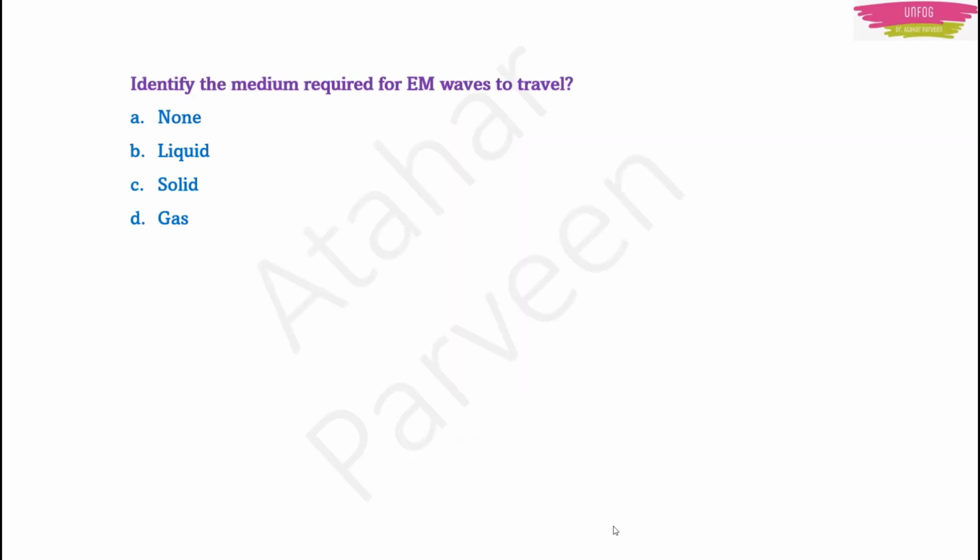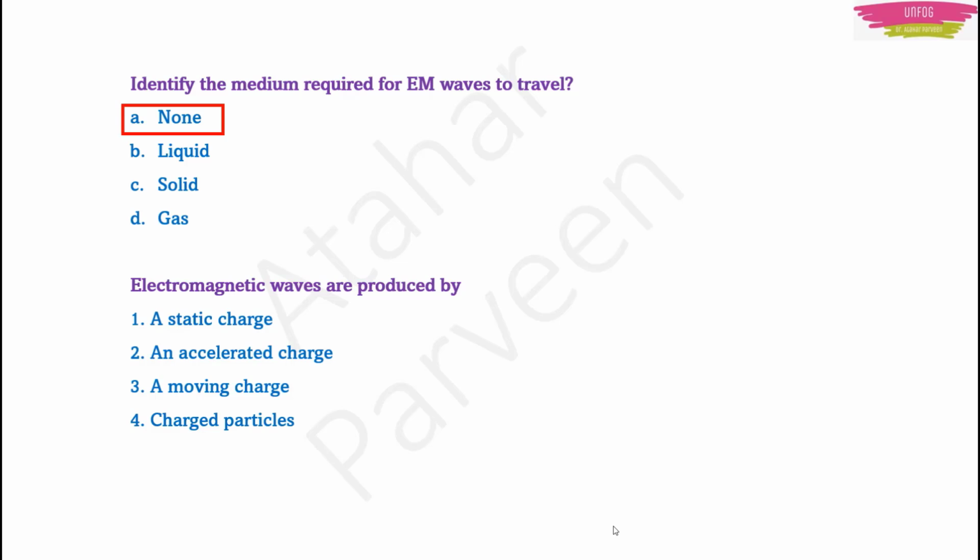Now let me talk about all the expected questions. I have gathered many expected questions, and believe me, any question will come from these questions only. The first question is, identify the medium required for electromagnetic waves to travel. I am sure you all know the answer. Yes, it will be none, because it can travel through vacuum also. Next question is, electromagnetic waves are produced by, of course, accelerating charges.